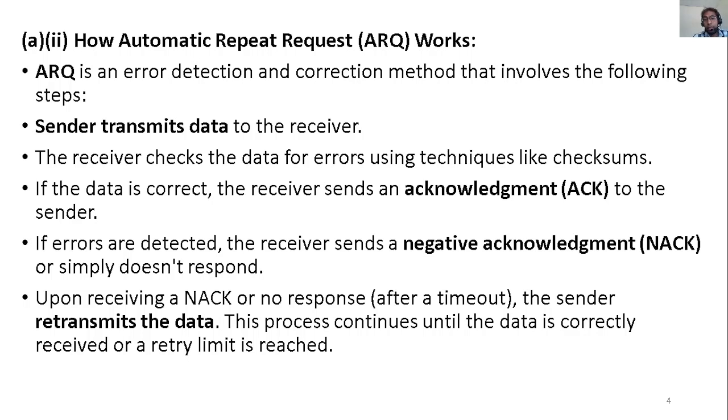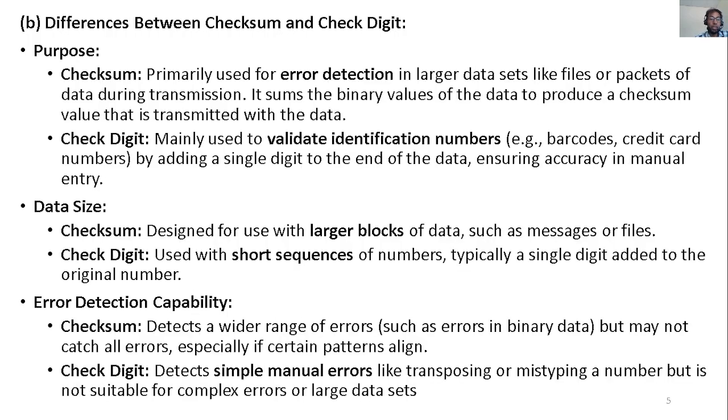ARQ is basically an error detection and correction method that involves the following steps. Sender transmits data to the receiver. Receiver checks the data for errors using techniques like checksums. If the data is correct, receiver sends an acknowledgement to the sender. If errors are detected, receiver sends a negative acknowledgement. Upon receiving a NAK or no response, the sender retransmits the data. This process continues until the data is correctly received or a retry limit is reached.